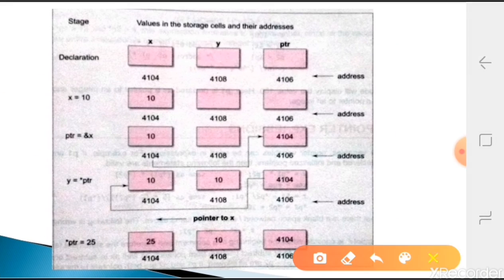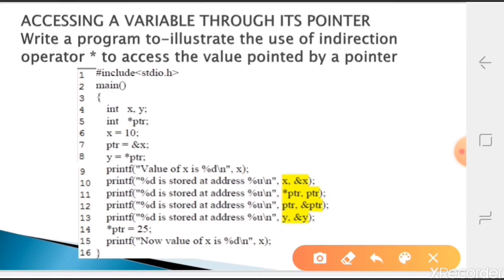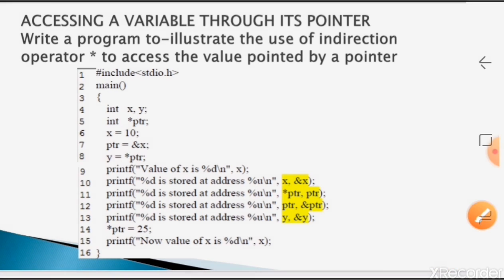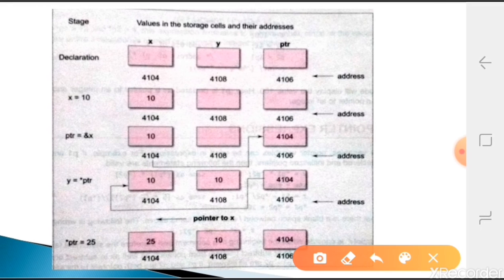Now we'll see the next line, where we have *ptr = 25. What is *ptr meaning? Whatever ptr value is there, go to that memory location, that is 4104. Now *ptr equal to 25, so whatever value is there, replace it with 25. So it will replace the value with 25 here.